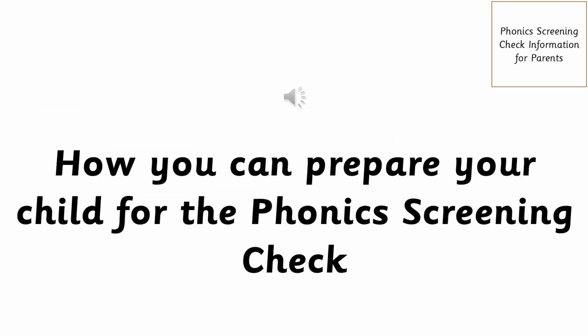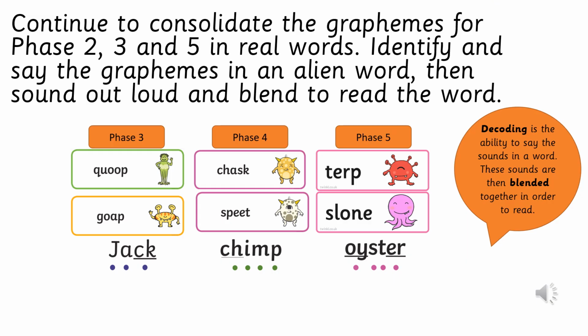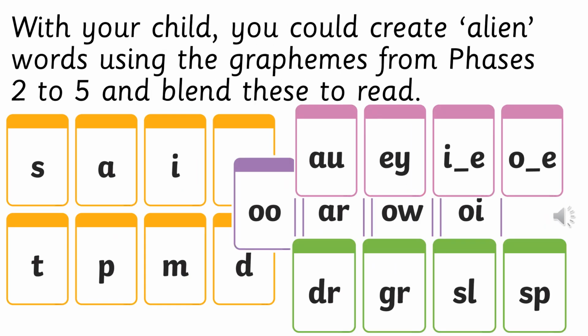Here are some ways that you can prepare your child for the Phonics Screening Check. Continue to consolidate the graphemes for the phase 2, 3 and 5 sounds in real words. Identify and say the graphemes in an alien word, then sound out loud and blend to read the whole word. With your child, you could create alien words using the graphemes from phases 2 to 5 and blend these to read them.